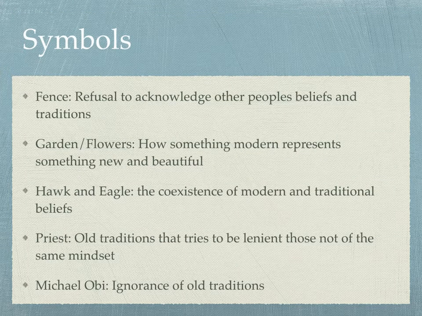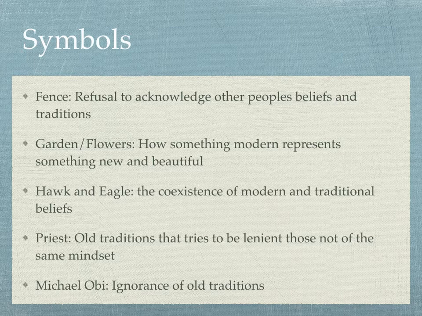And now, to finish it off, we will end with talking about the symbols of the story. I think many parts of this story represented something larger than themselves. For example, the fence represents the refusal of others to acknowledge other people's beliefs and traditions. In this story, the garden and flowers represented modernism. Nancy and Michael were always surrounding themselves by it, and in the end, they got trampled.